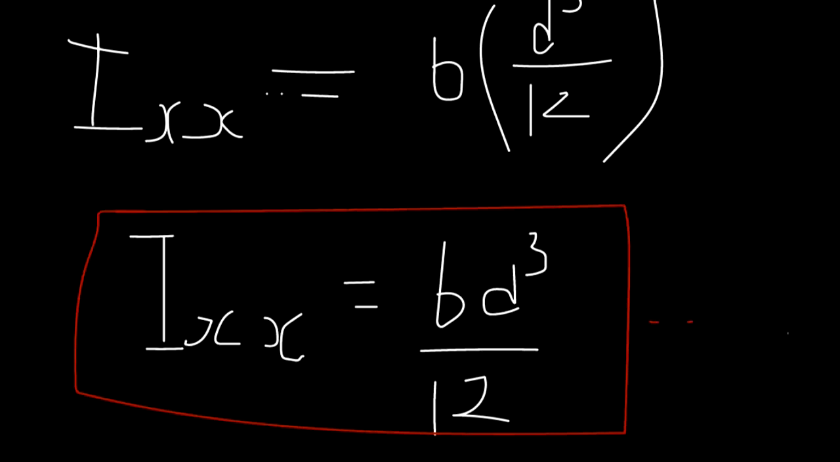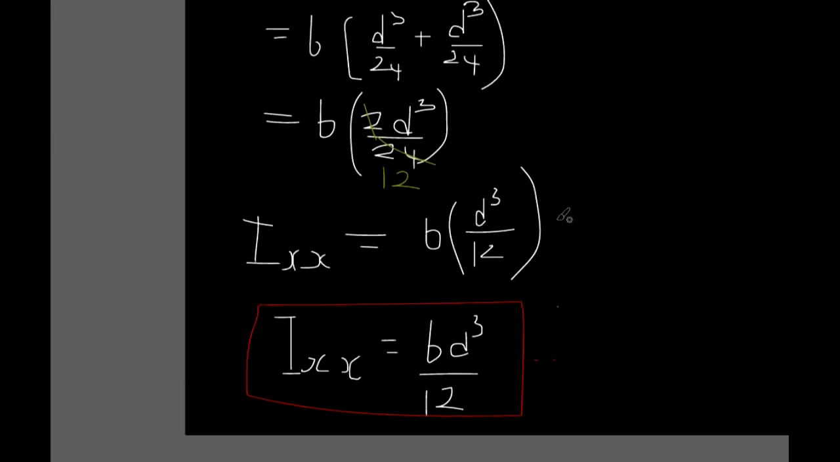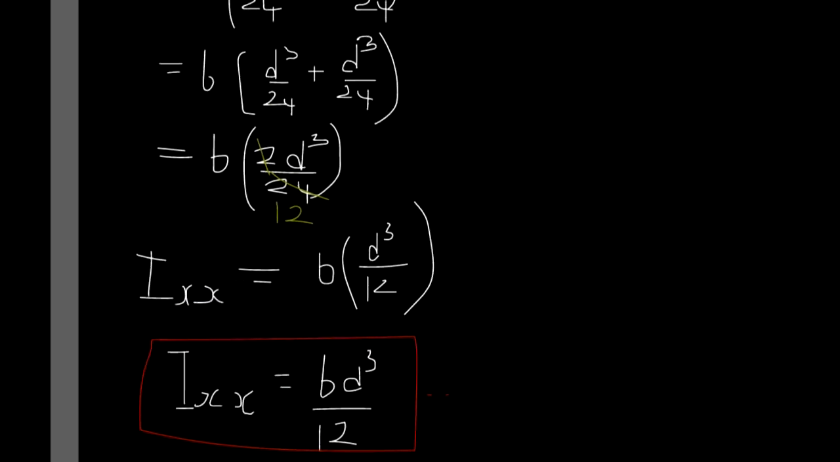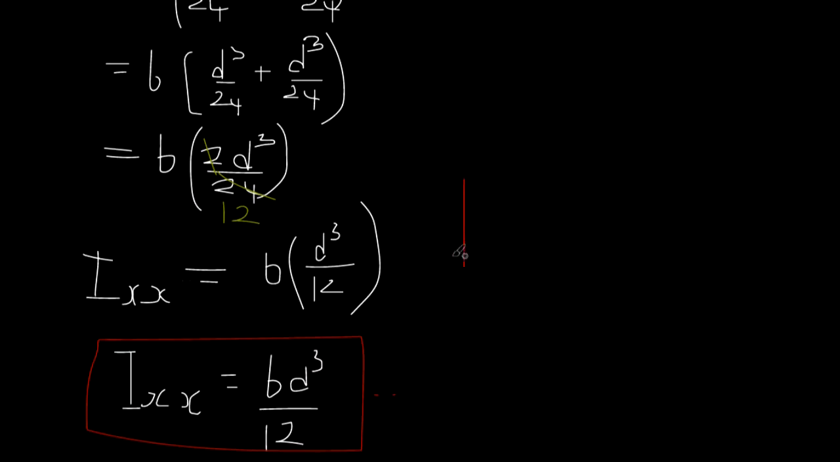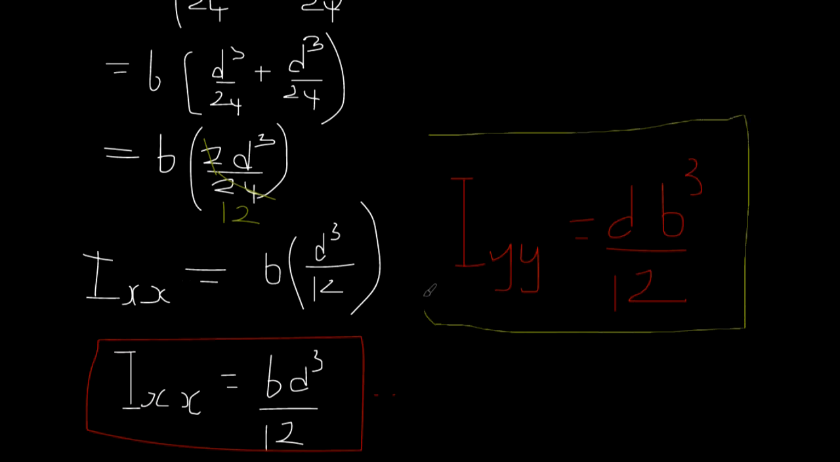So if you've been asked again to find the I for the y-axis, your answer now will be, you will place this d in the front and this b will be cubed, all of it over 12. This is for the y-axis. It's just as simple as that. You'll still follow the same procedure, but where there is b, you'll place d. So that's our final answer. I hope you will catch up in the next video.